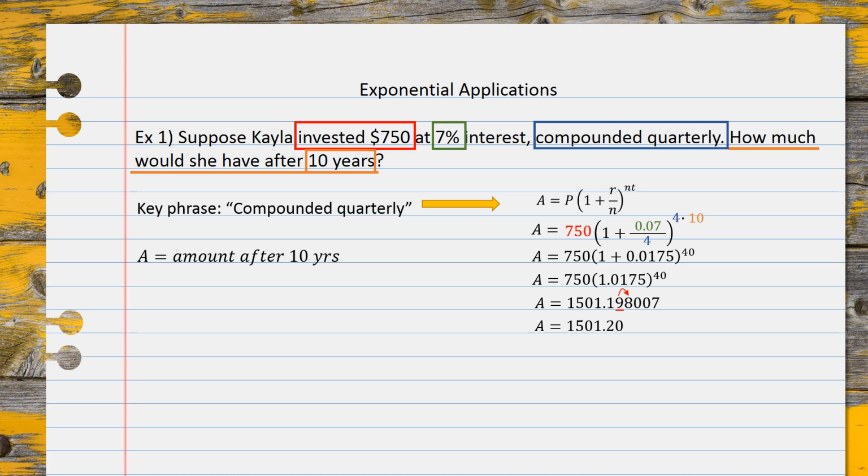So A equals 1,501.20. So we've defined it, we had our equation, we've solved it, now we're ready to write our sentence. Kayla would have $1,501.20 after 10 years. Let's look at another example.